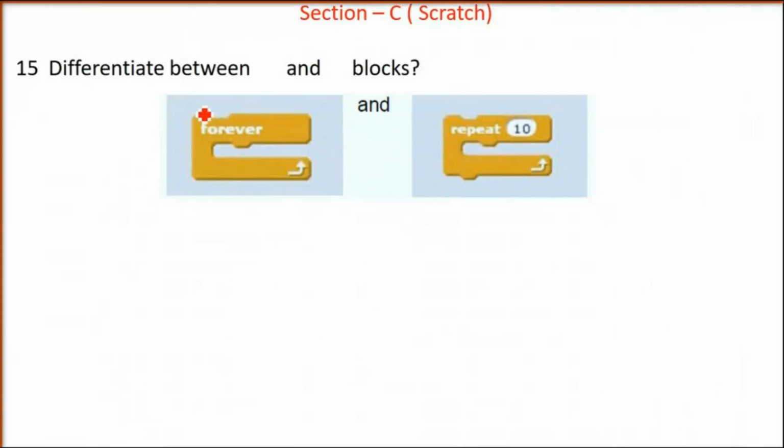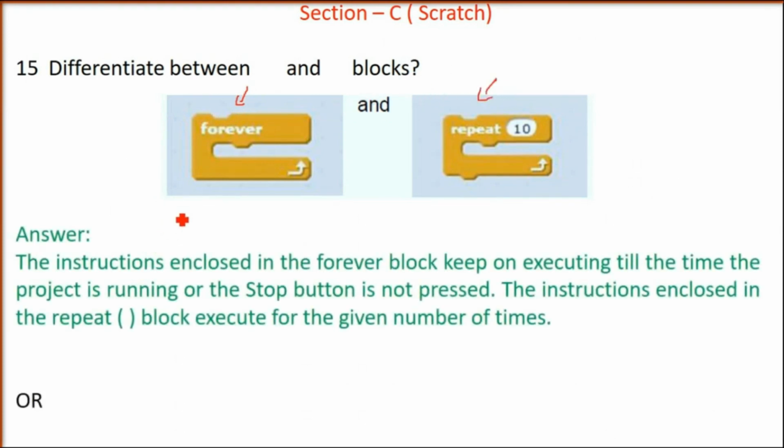Differentiate between the forever and repeat blocks. Forever means always. It will never end. Infinite. The sun will shine forever. This is going to happen every time. This loop will run again and again. Repeat means it will repeat, but since it has a number, 10, it's clear that it will only run for 10 times.